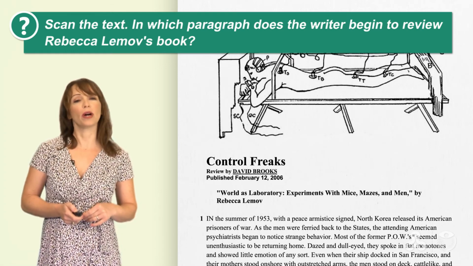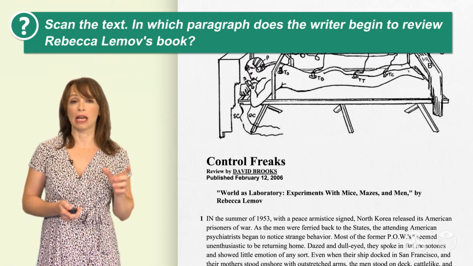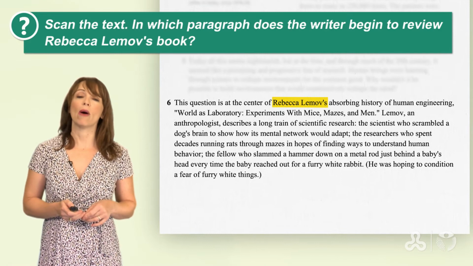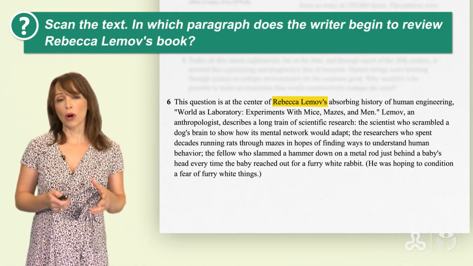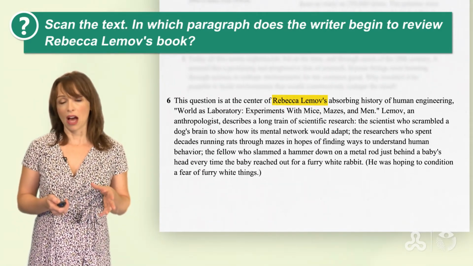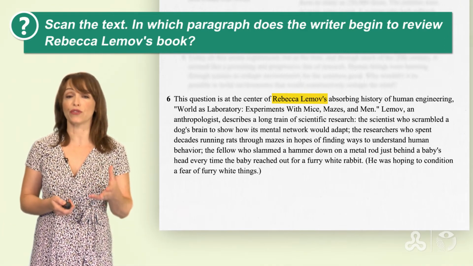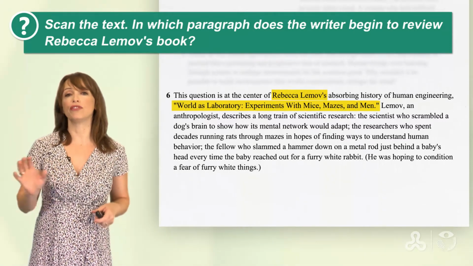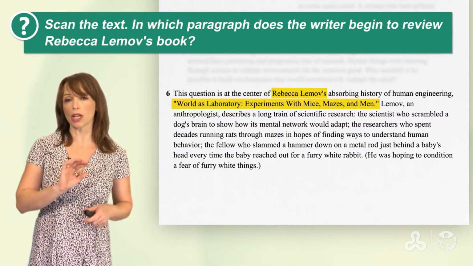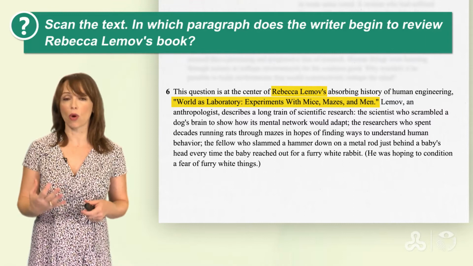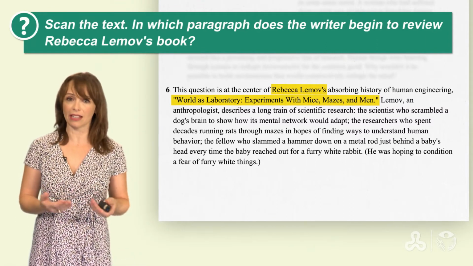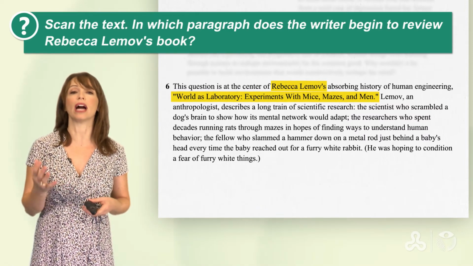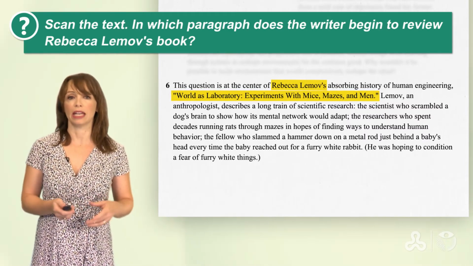Okay, so again, we have Rebecca Lemov's name. We're going to look for it, and we found it in paragraph 6. Now, I also want to remind you that where you find the name of the person being reviewed for the first time, you'll also find the name of the book in full form, of course in order to give credit to the author. And because it's a name and the name of a book, it's very easy to scan and find the answer in the text.